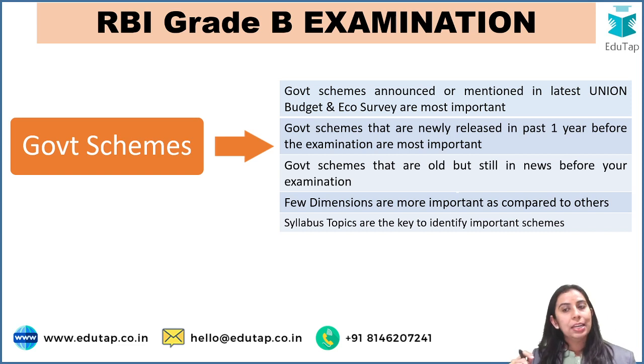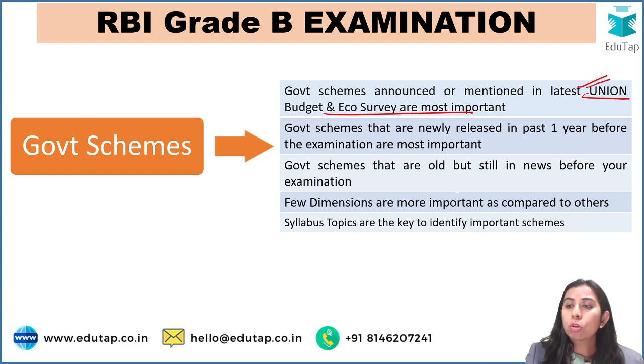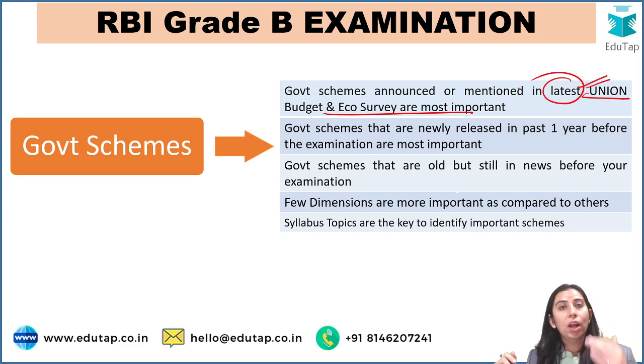So guys, government schemes that are announced or mentioned in the latest Union Budget and Eco Survey are most important. Why? Again, because of the latest initiatives taken by the government. By latest I mean the one that is available just before the examination. Be it 2 months old, be it 3 months old, or be it 1 year old. If, let's say, your exam takes place in December and the Economic Survey was released in January of the previous year, then also it will be relevant for you because it is the latest one available, right?